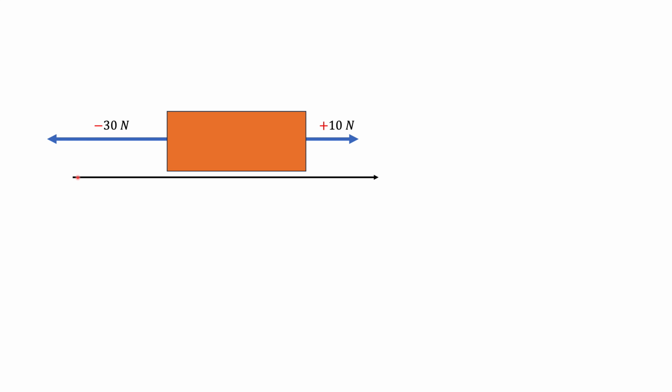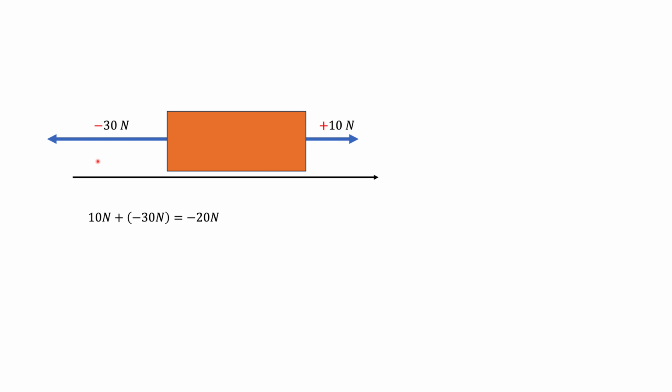Now if you would like to calculate the net force, which is a sum of all forces, the sum has to be understood in a vector sense. In this case, we need to add 10 newtons and minus 30 newtons. As the result, we get minus 20 newtons, which means that the force is 20 newtons in magnitude, and minus means it's to the left, in the negative direction of the axis.